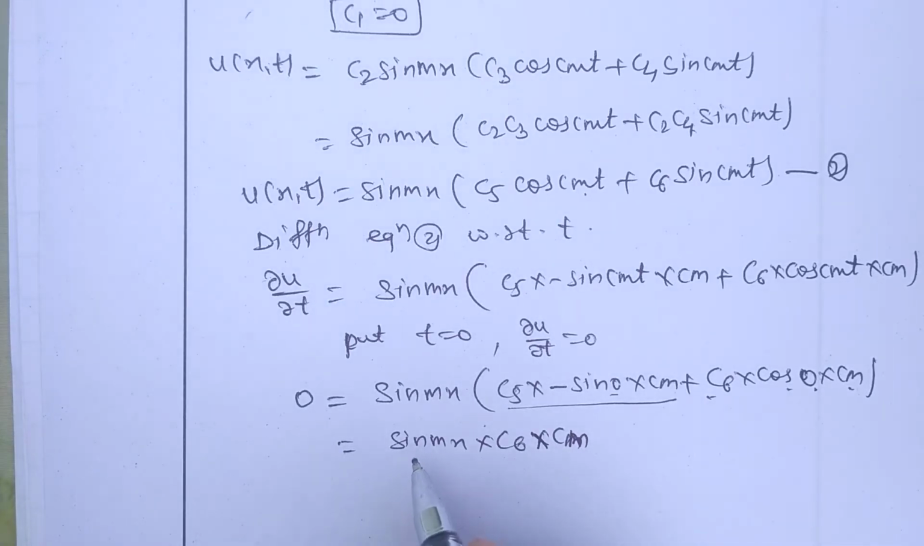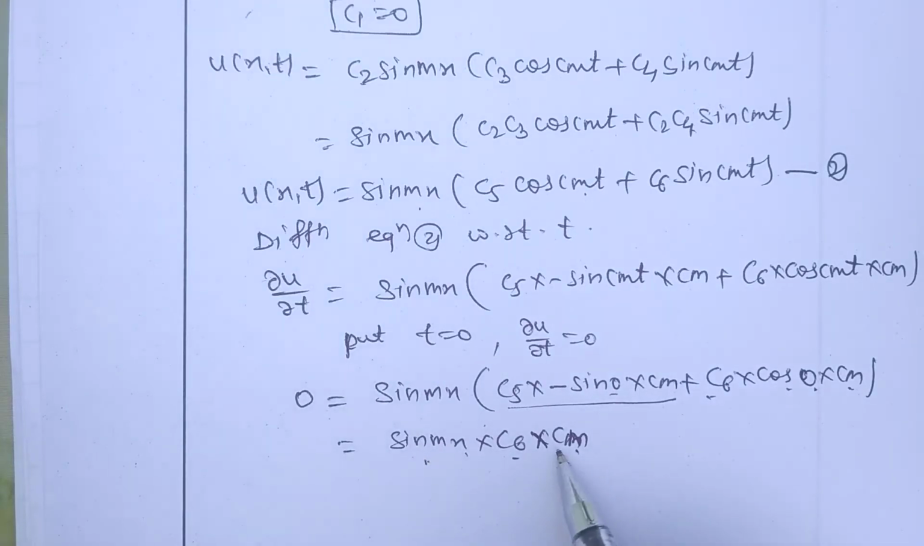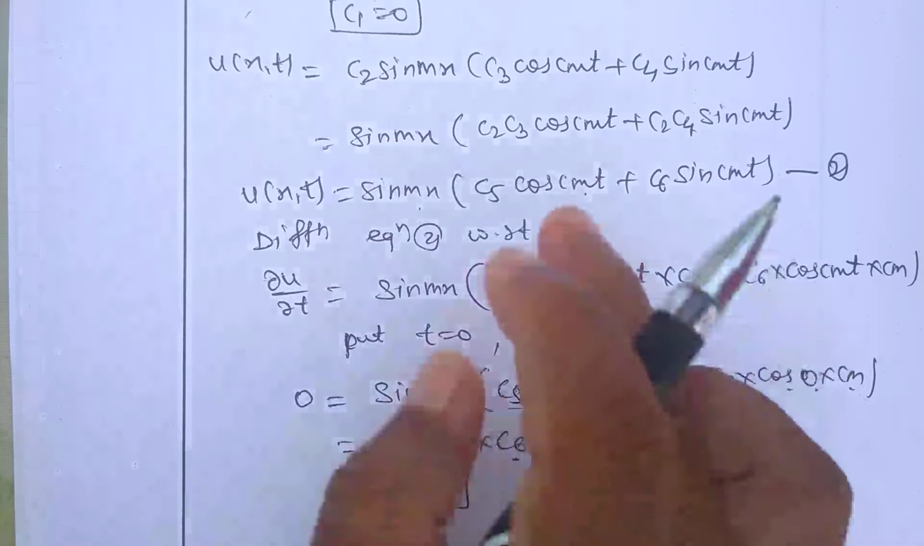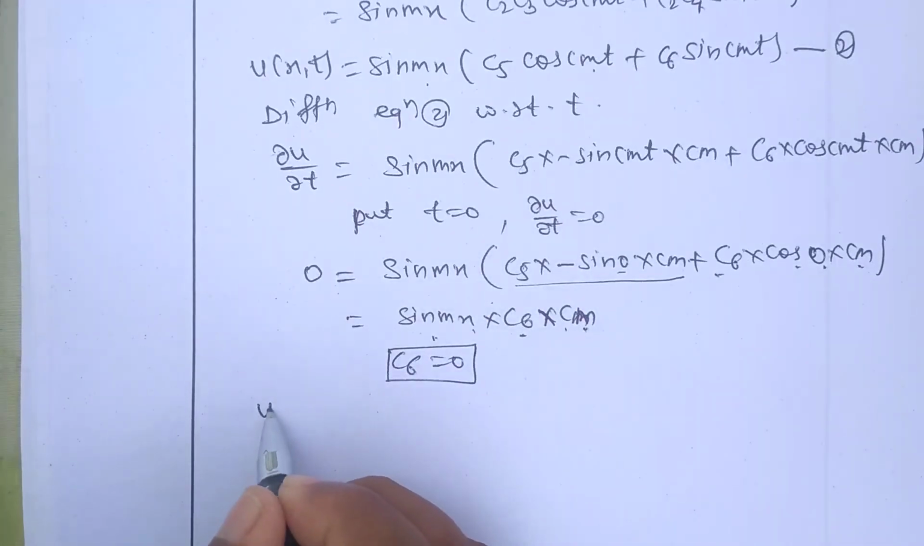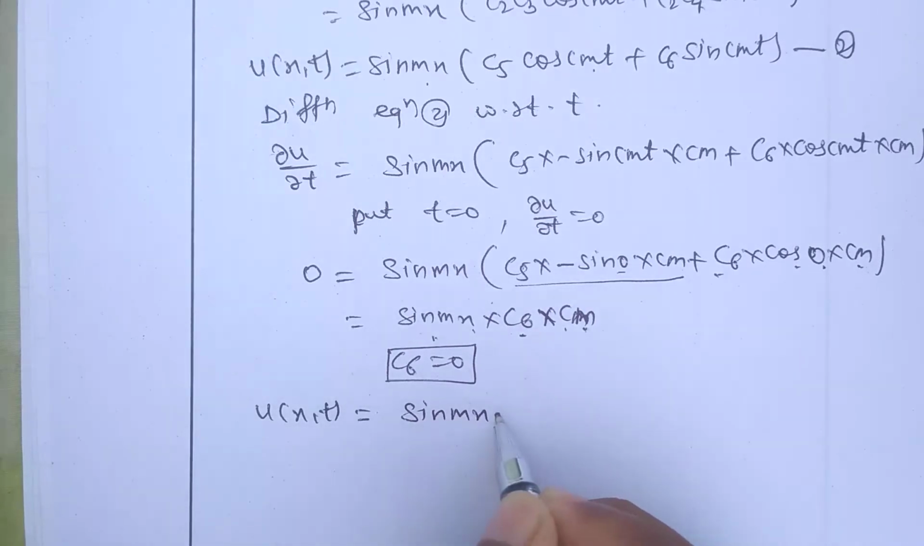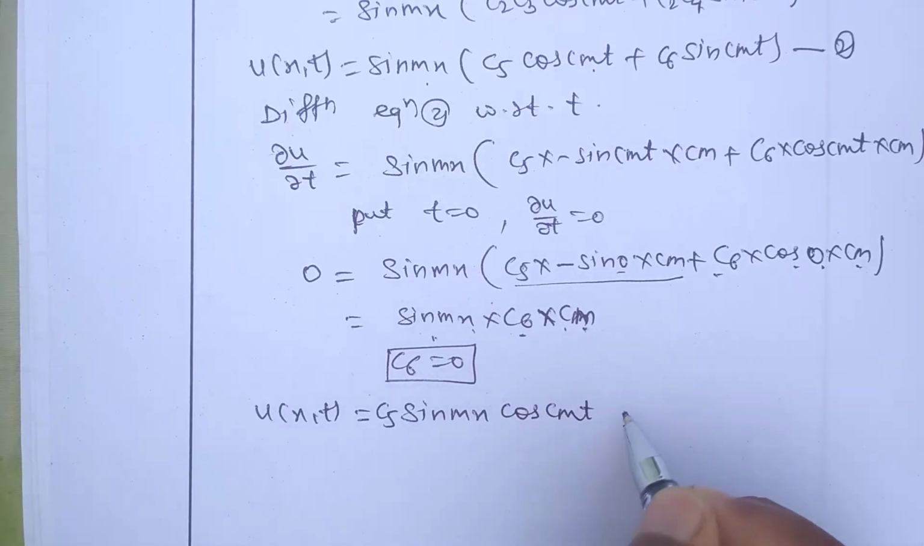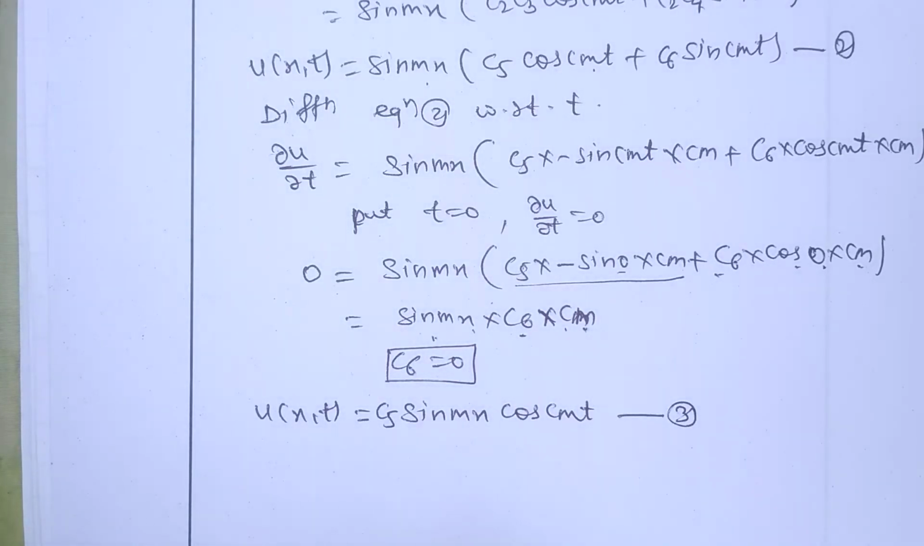Now there is a multiplication of sin mx, c6 and cm. Sin mx is present in equation number 2, so it is not 0. c is also not 0 because it is in the given equation, and m is also not 0, so we get c6 = 0. Put c6 = 0 in equation number 2, so we get u(x,t) = c5 sin mx cos cmt. Call this equation number 3.